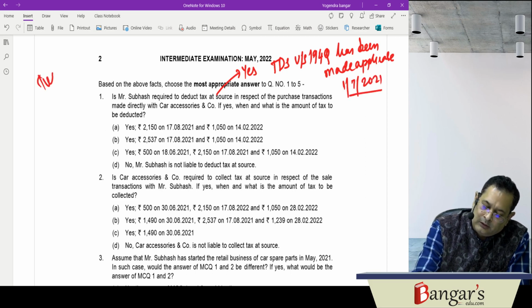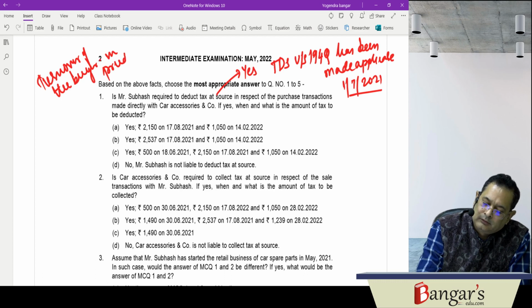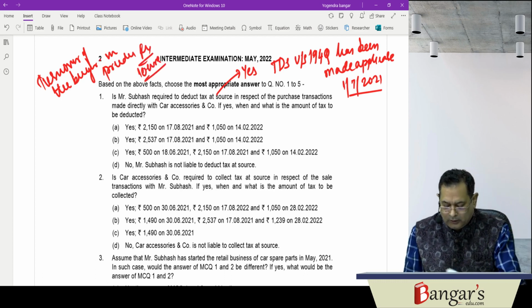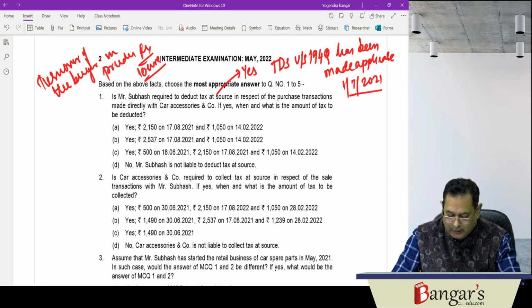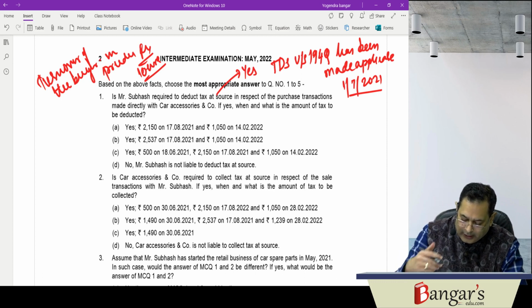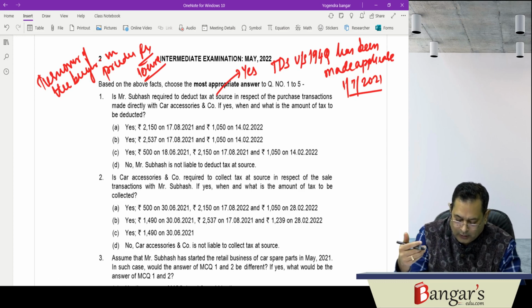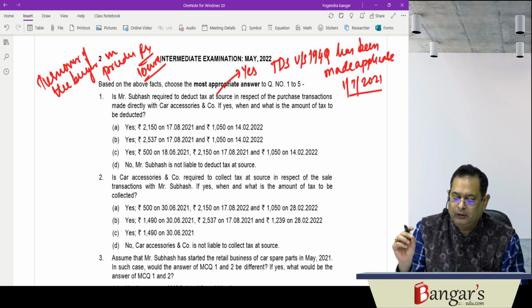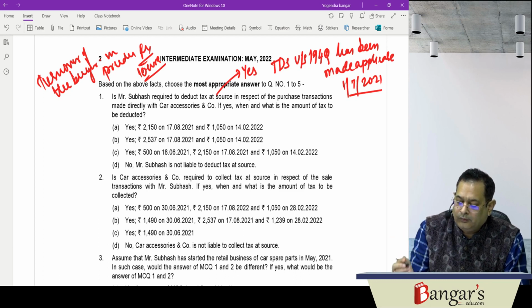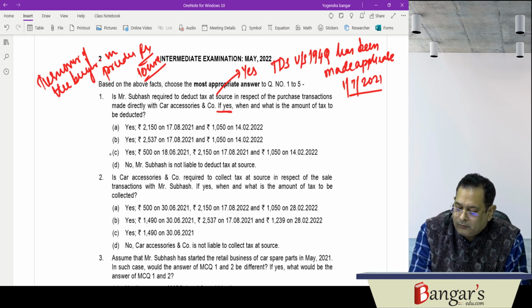The turnover of the buyer in the preceding financial year must exceed 10 crores. We have seen that if the turnover of the buyer in the preceding financial year exceeds 10 crores, then at the time of credit of the sum to the account of the seller or at the time of payment, whichever is earlier, they will be required to deduct tax at source at the rate of 0.1%. So then they are asking, if yes, when and at what amount is tax to be deducted?